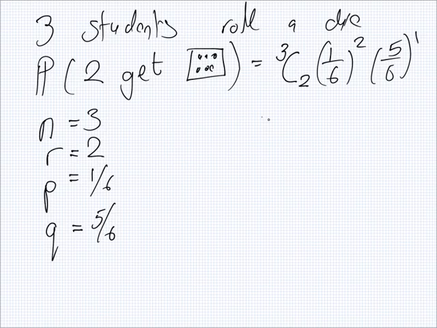That equals 5 over 72. 0.0694. Okay, so this is our first example of using the binomial distribution.